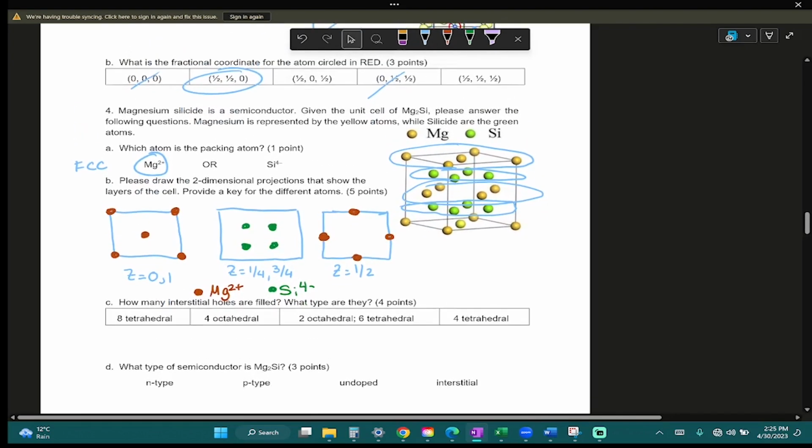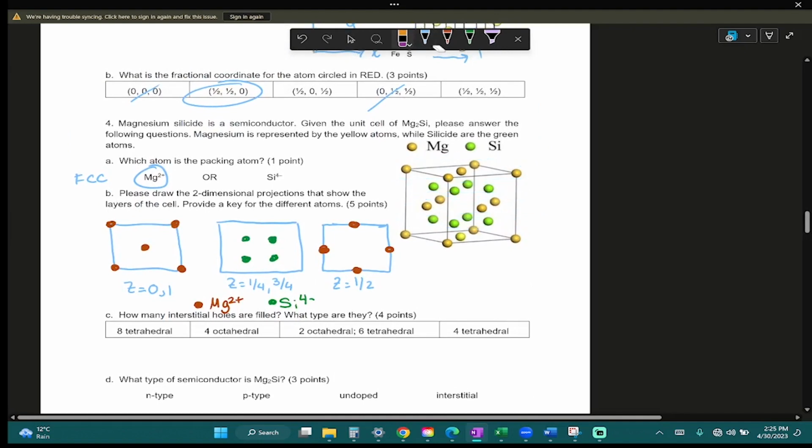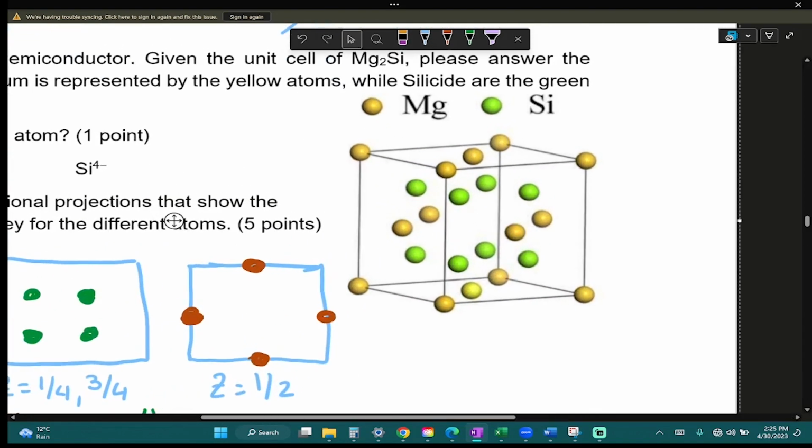So now it's asking us what type of holes are filled. So we already stated that silicon's in the holes. What type of holes are silicon filling here? Well, let's look at this top one and draw some connections. So if I'm looking at this silicon here, it can bond to that magnesium, that one, and that one. Yeah, they're tetrahedral holes.